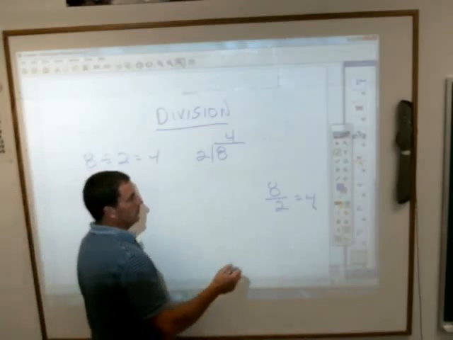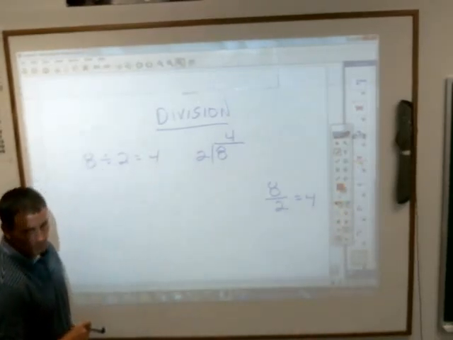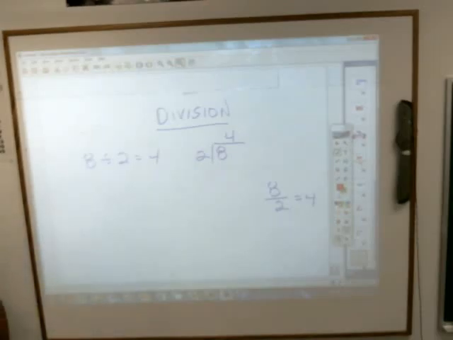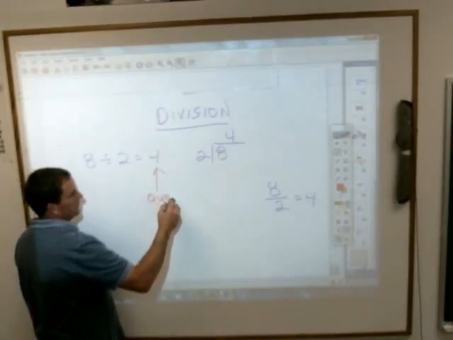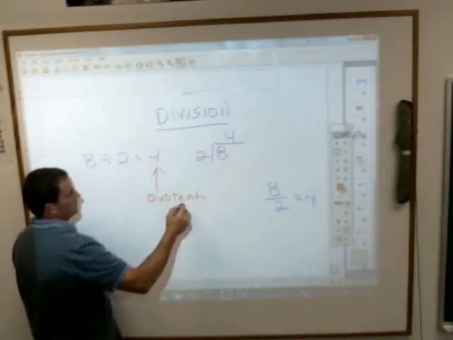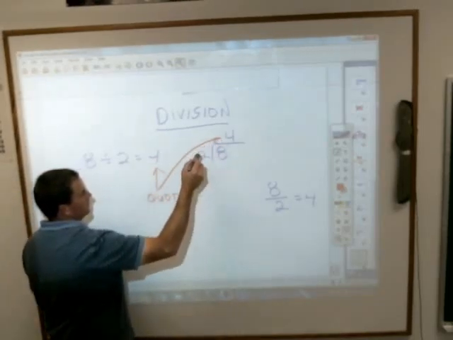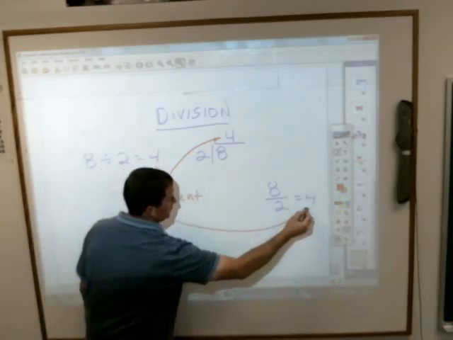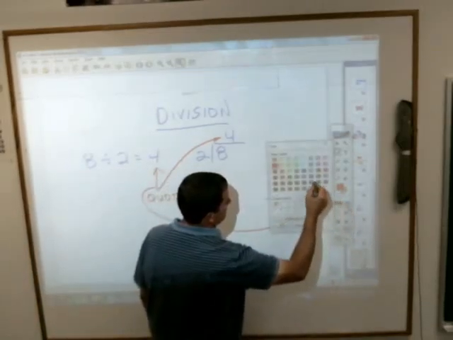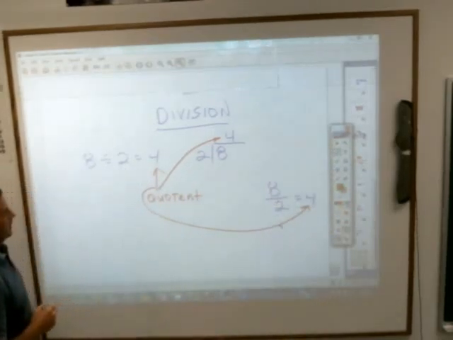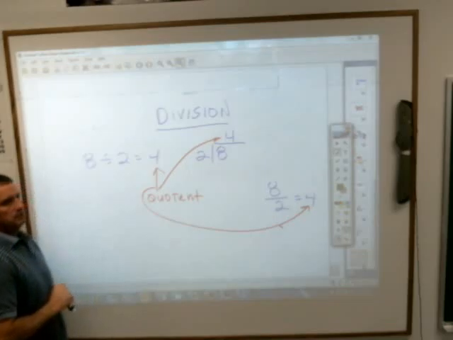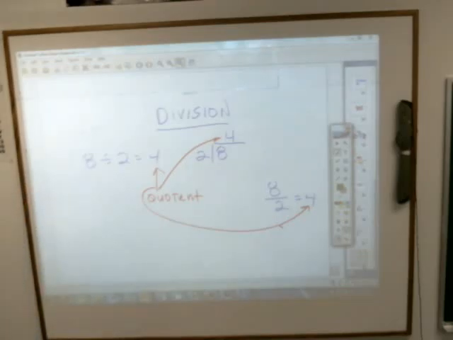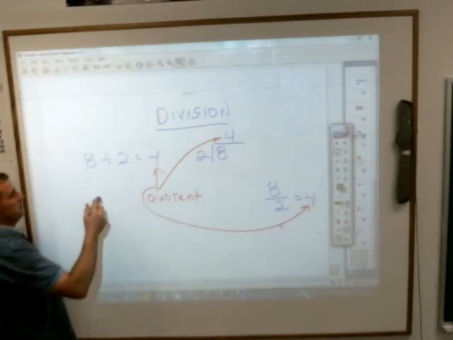What are the names of those numbers that are doing all the work there? The answer to a division problem is, Mackenzie? Quotient. It is the quotient. Which would mean this is the quotient, this is the quotient, and this is the quotient. Correct? Absolutely. The one that is doing the dividing, the 2, is called the divisor.